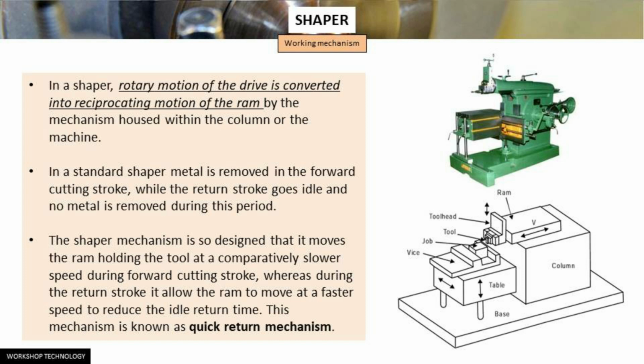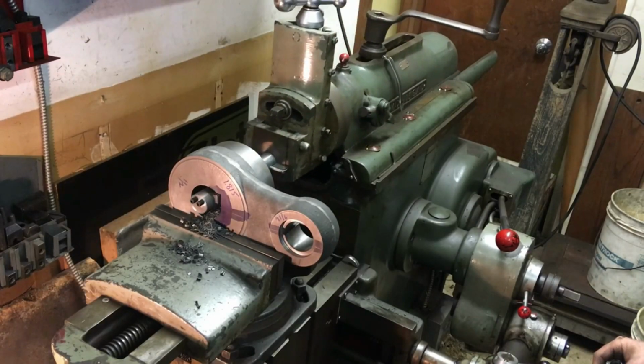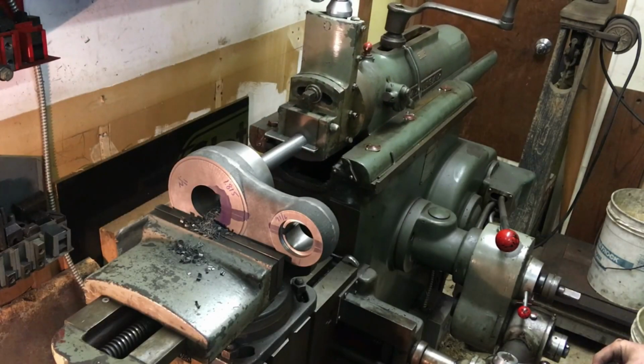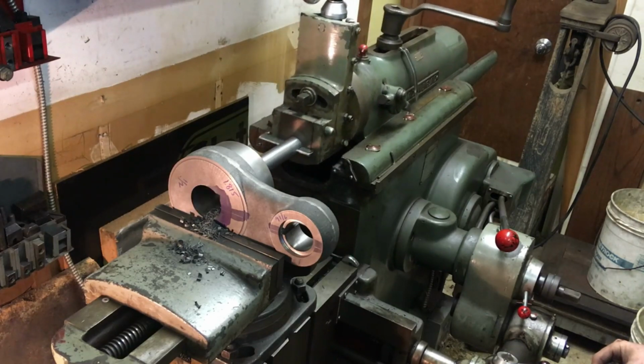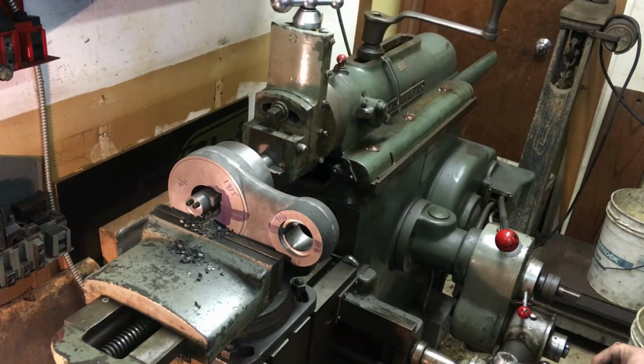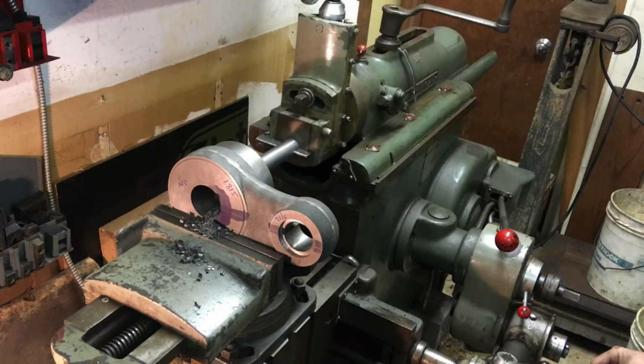In a shaper, rotary motion of the drive is converted into reciprocating motion of the ram, which is achieved by the mechanism housed within the column of the machine. In a standard shaper, metal is removed in the forward cutting stroke, while the return stroke remains idle and no metal is removed during this period.